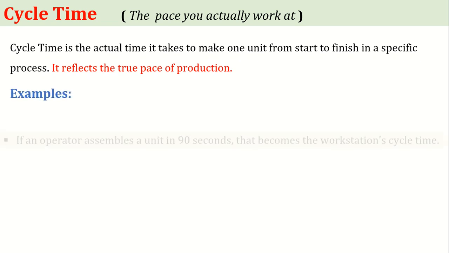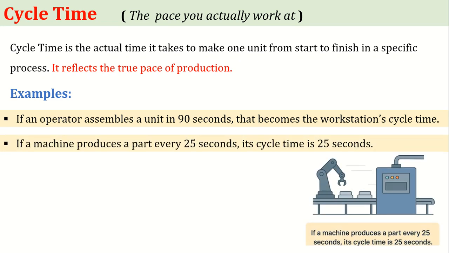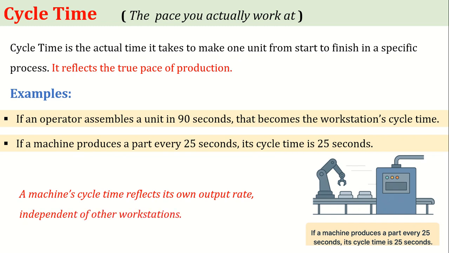If an operator assembles a unit in 90 seconds, that 90 seconds is the cycle time for that workstation. If a machine produces a plastic part every 25 seconds, then 25 seconds is the machine's cycle time. This indicates that the machine's output is one part every 25 seconds, regardless of other workstation speeds. Cycle time is all about your capability. How fast are you truly making the product?